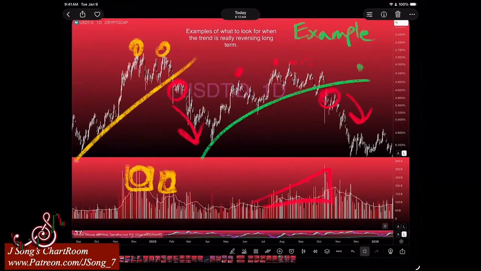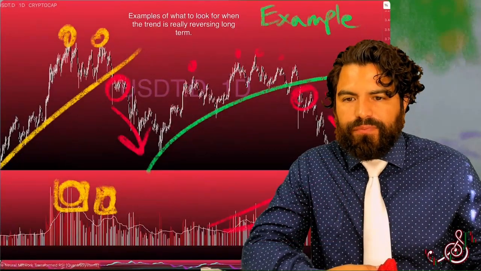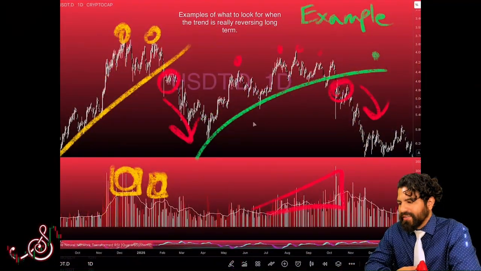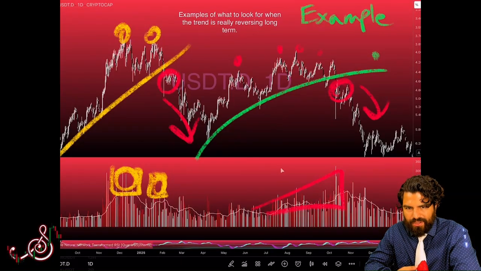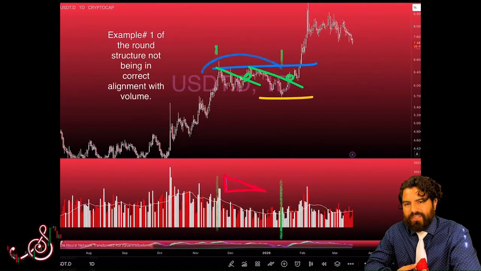Okay, so did you see the examples I gave of how it should look for a real reversal? When the video comes out, you can take a look at it, because I go in depth on what it doesn't look like, what we're actually looking for. So we're looking for something like these. Okay, and this was just USDT.D flipped upside down, so you guys can see the same principle. Okay, this is what it looks like when it's not right.